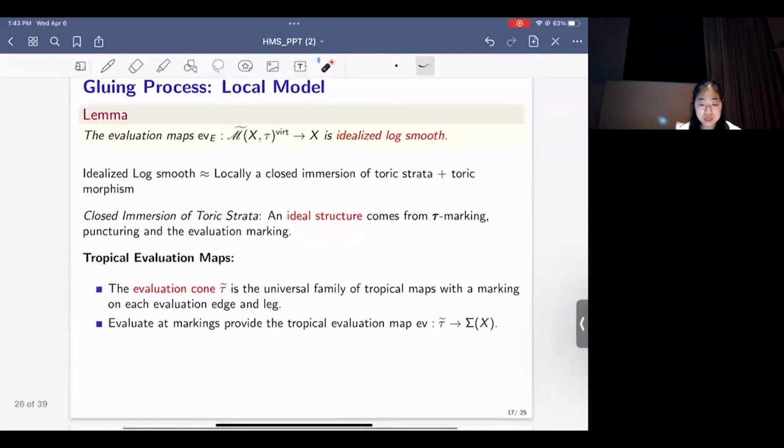And the log structures on those spaces are controlled by the tropical moduli space, where these tropical evaluation maps are determined by the evaluation cone, which is basically the tropical moduli space together with another marking for each edge and leg that we evaluate at.